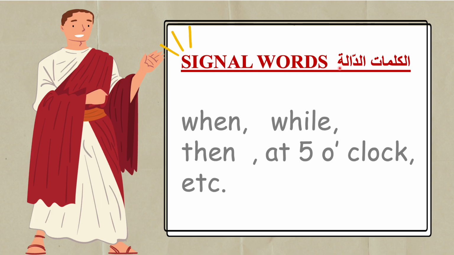Signal words. In general, signal words tell you what tense you have to use. So what are the signal words we use with the past continuous? They are when, while, then, at 5 o'clock, for example, etc.